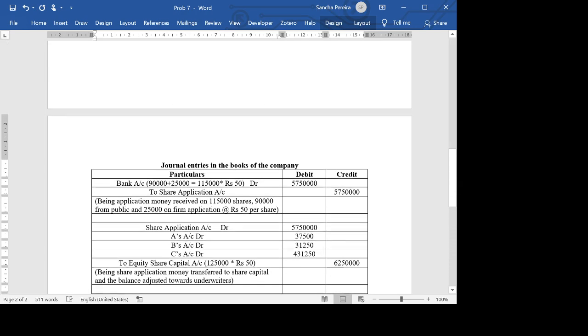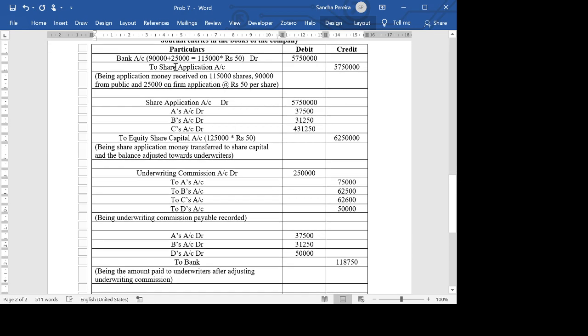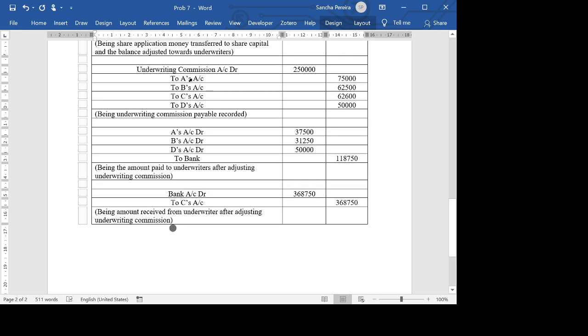So I'll just go to the journal entries again. The first journal entry shows the application money received on account of firm underwriting and from the public. Next one, transfer that application money to share capital, and the balance is payable by underwriters. You transfer the entire issue that has been floated to the public, only the public issue, and the balance will come from the underwriters. Next, you record the commission that is payable to them, and then you see who has to pay whom.